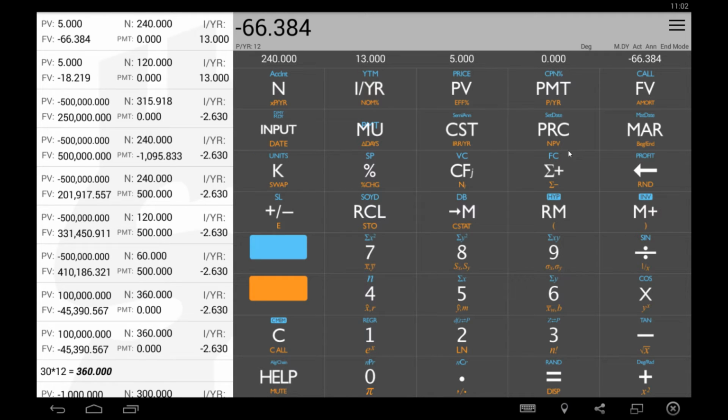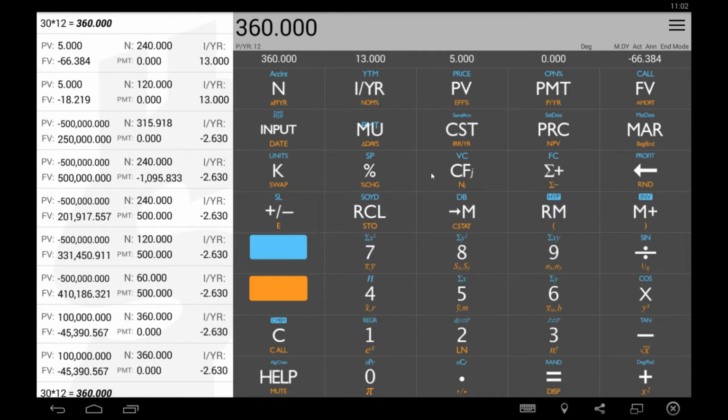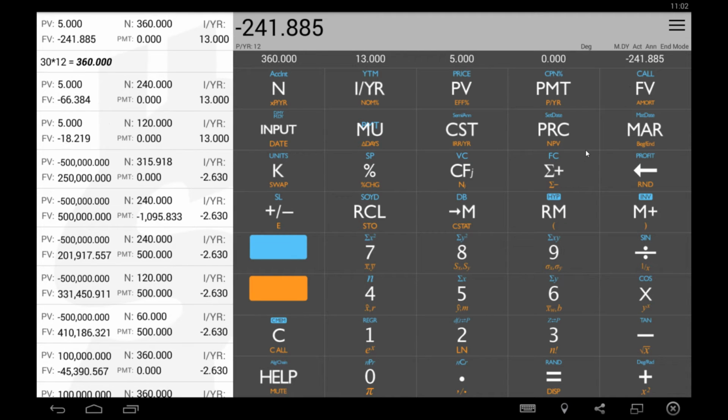$66. Wow. Let's look at 30 times 12. It's 360. That $5 Starbucks cup of coffee with my 13% return, by the time I retire in 30 years, is going to be $241. That's amazing.